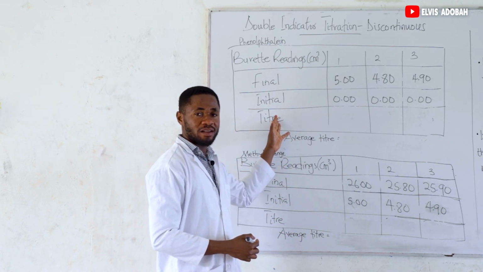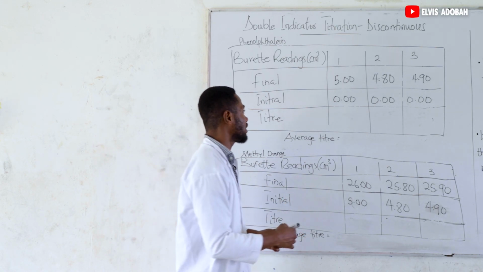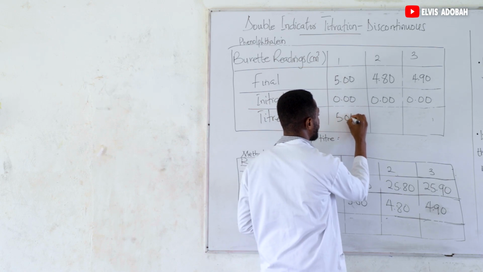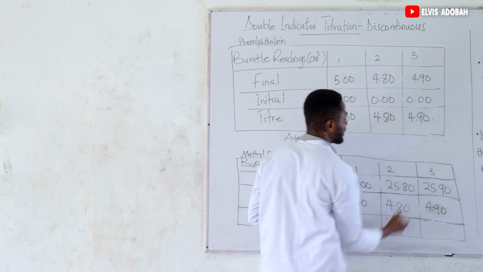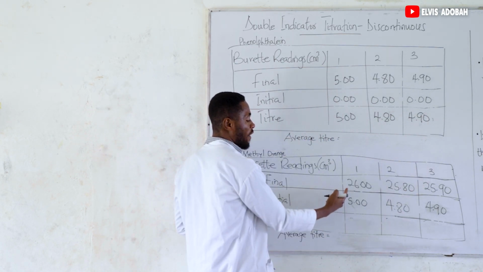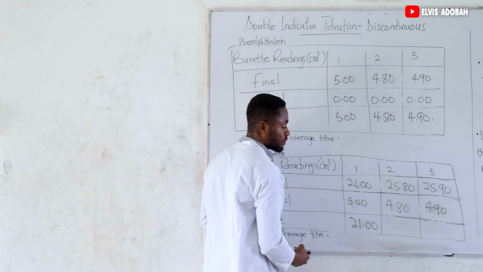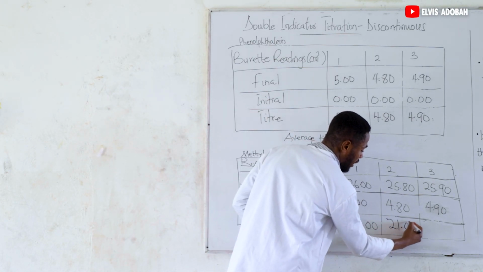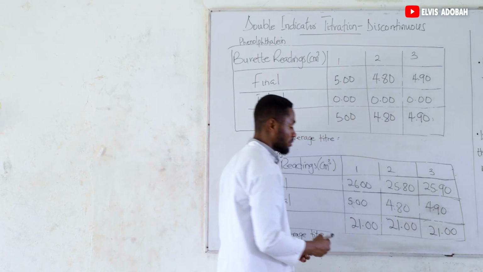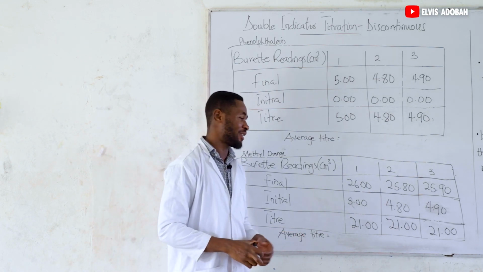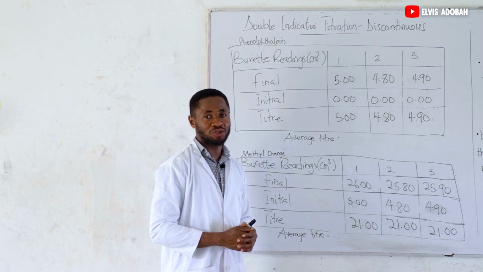The titer becomes the difference between the final and the initial values we had. So over here we have 5.00, 4.80, 4.90. Over there we have 21.00, another 21.00, then another 21.00. Wow. That's what we had for the 2 titrations.